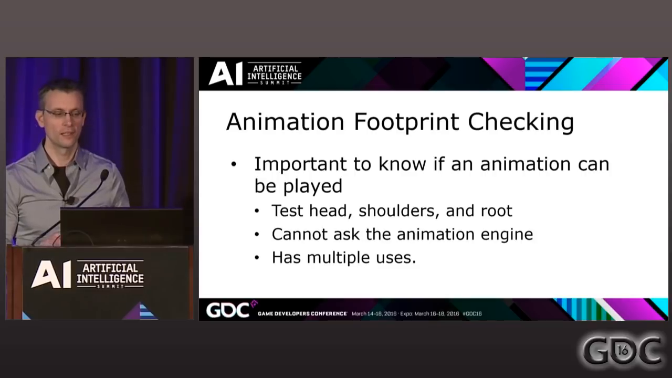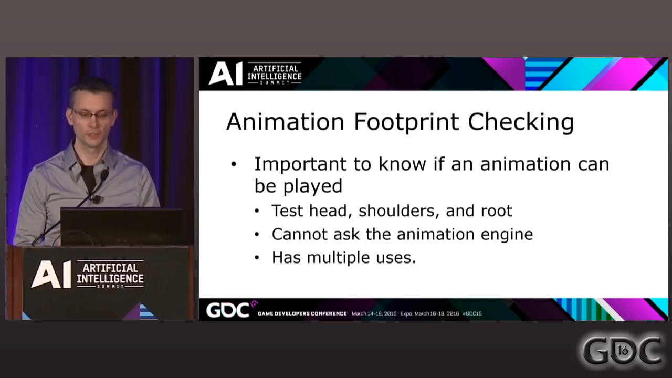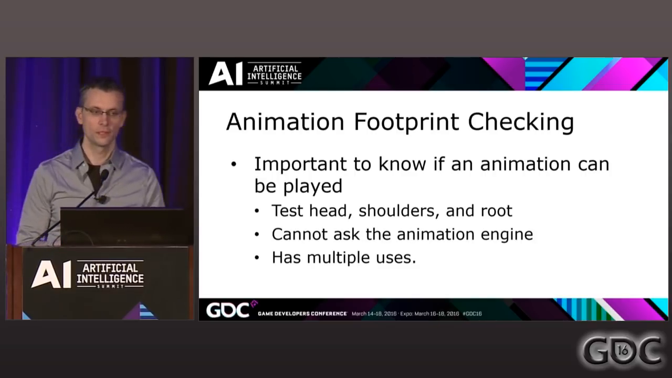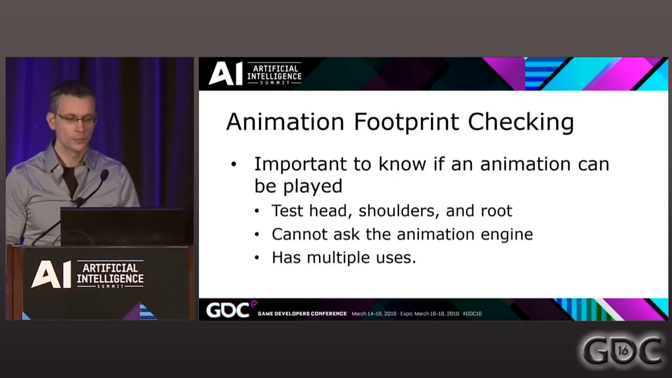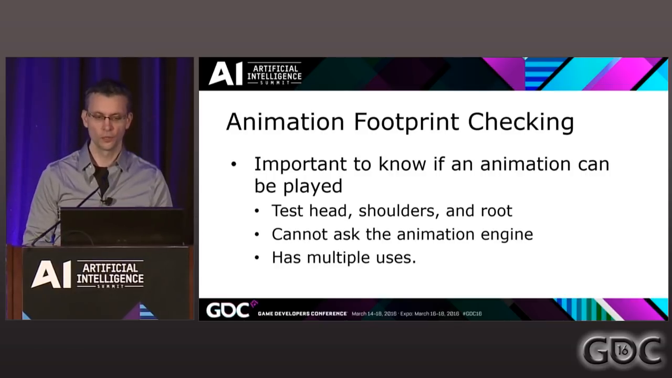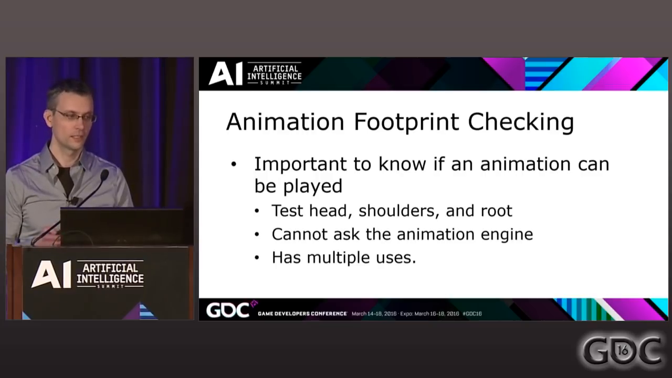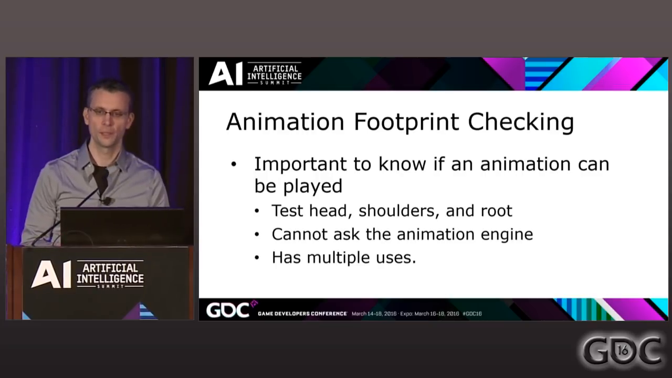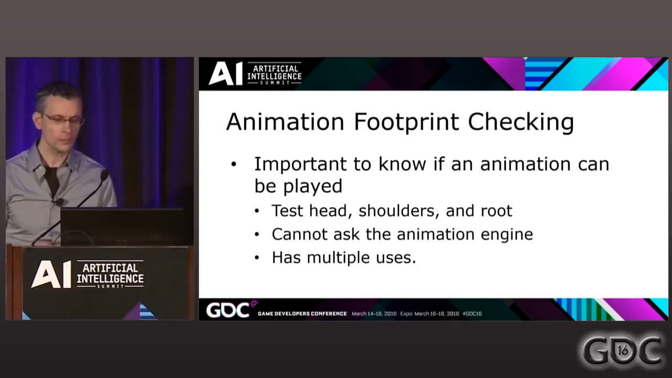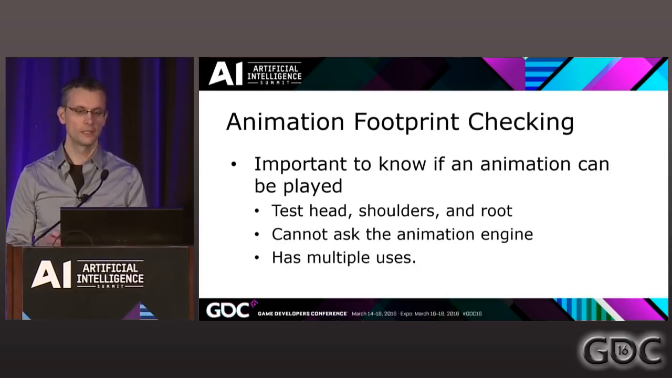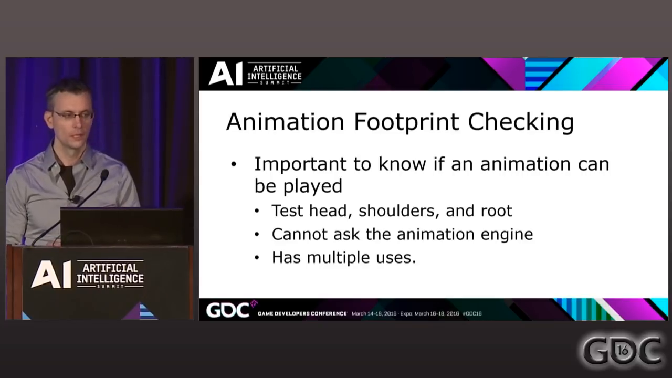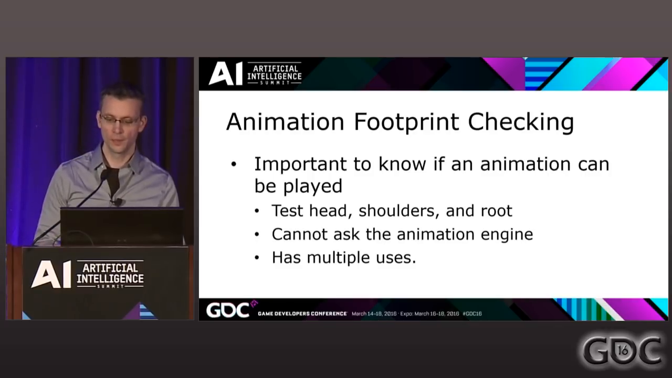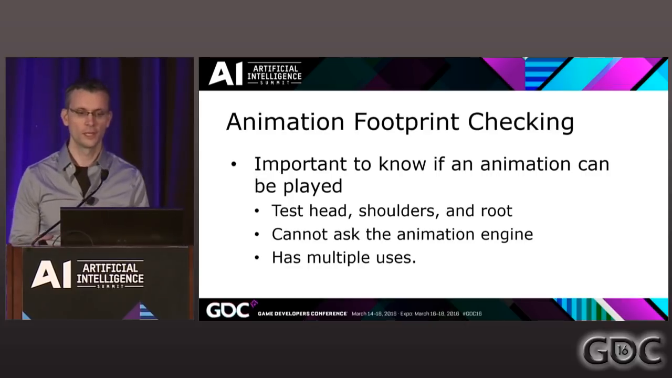Unfortunately, we couldn't ask our animation engine about this data because it was a third-party animation engine that definitely didn't like telling us anything. So we had to recreate a significant portion of the animation engine outside the animation engine, which was a lot of work, but in the end, it turns out to be worth it. Apart from being able to just test our animations, we could use it as a stand-in for pathfinding for our local motion that I just showed you.